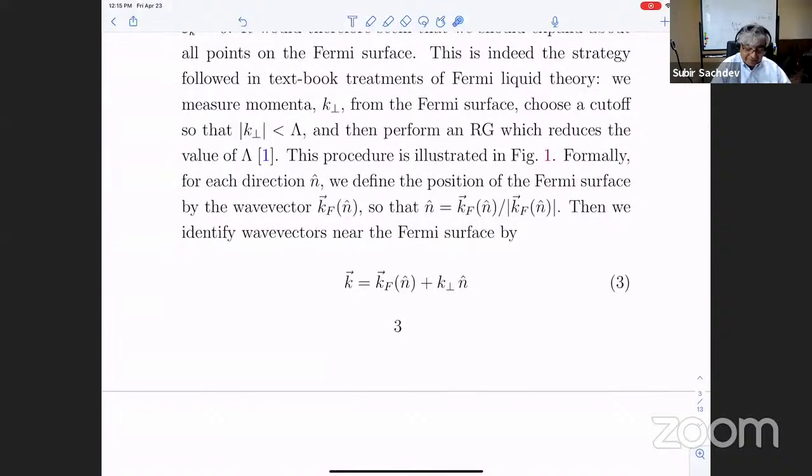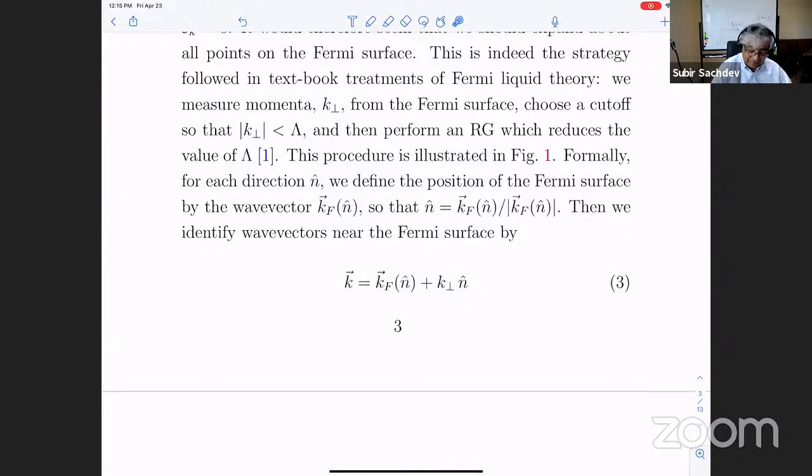So then we can identify, for any given k, we can decompose k along the n hat direction, and then some number we call k perp. So yeah, we are going still along the n perp. Yeah, so that's correct. That's k perp is exactly what I call k perp.